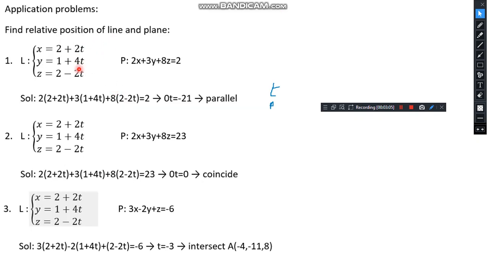Find the relative position of this line. So here I replace x by 2 plus 2t, y by 1 plus 4t, and z by 2 minus 2t. You're going to get 0t equal to a number, impossible, so it means they are parallel. Here, if you do this one, you're going to get 0t equal to 0, so they coincide. Here, if you do it, you're going to get t is minus 3. So replace t here by minus 3. You're going to get the point of intersection 2 minus 6 is minus 4, 1 minus 12 is minus 11, and 2 plus 6 is 8.